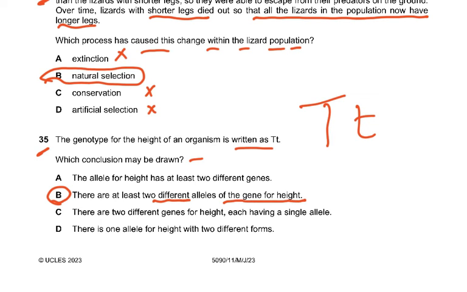There are two different genes for height, each having a single allele. No, that's wrong. There is one allele for height with two different forms. No, it has to be one gene with two different alleles. So this is more of an English question, checking how well your English is.